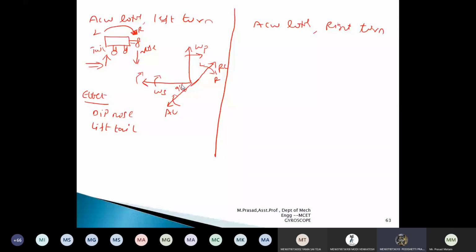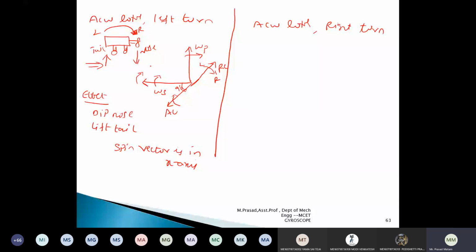Hello? So please explain how we are getting active and reactive couples. So the spin vector is always in the x-axis. I am writing here. Spin vector is in the x-axis. This is the x-axis I am getting.